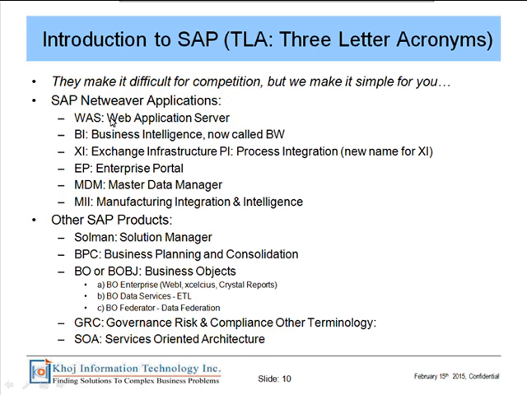So WAS, which is the Web Application Server, is part of SAP Netweaver. Business Intelligence, or BW, Business Warehouse, is also part of NetWeaver. PI, Process Integration, which is the newer name of XI, Exchange Infrastructure, is also part of NetWeaver. Enterprise Portal is part of NetWeaver. MDM, Master Data Manager. MII, Manufacturing Integration and Intelligence. These are all products which make up NetWeaver, right? So very important to remember that.